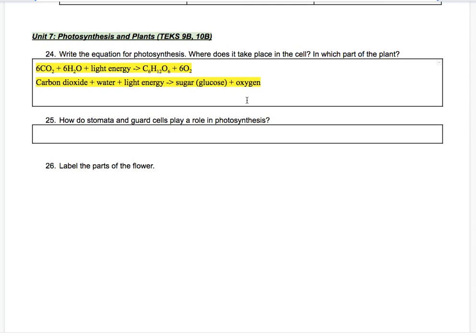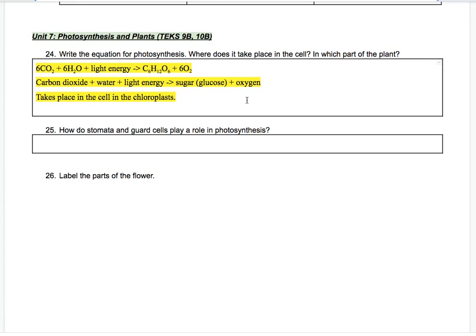Where does it take place in the cell? Well, it takes place in the cell in the chloroplast. And again, those are those green organelles. Inside, it kind of looks like stacks of pancakes. In which part of the plant does it take place? It takes place in the leaves of the plant, because the chloroplasts are going to be found in the leaves cells.